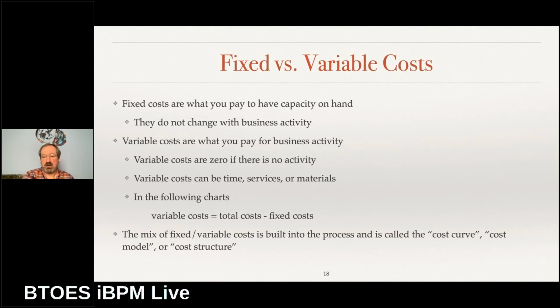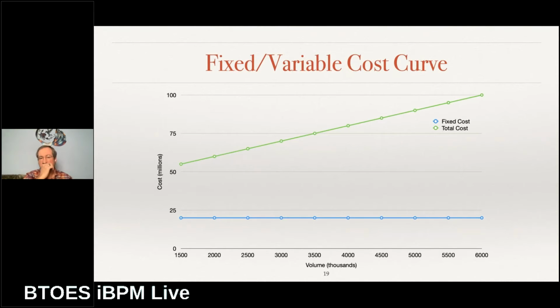This is the cost model, cost curve, or cost structure, other names for this. Here's a sample cost curve, and you can see that fixed costs are right around 22 million per year. As volume increases, variable costs increase at a fixed rate in this case. It's not always a straight line, but it usually is.